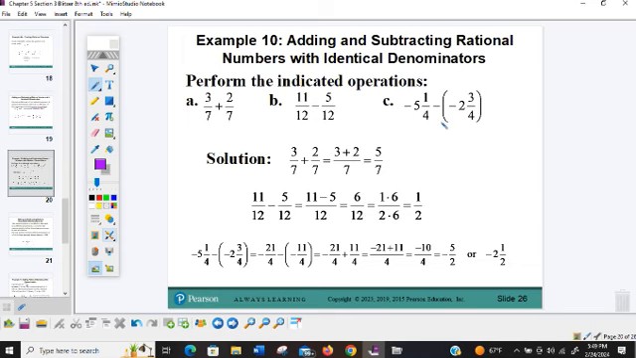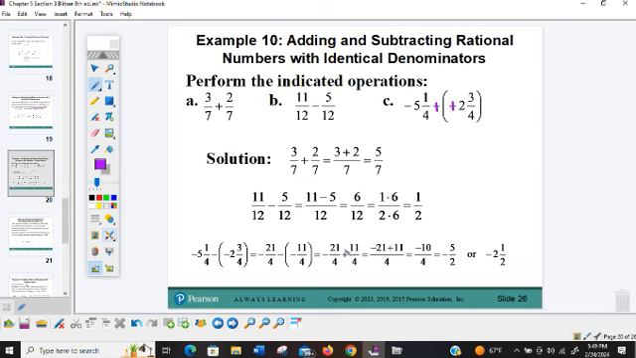Now before we do this one, you must make them improper fractions. So negative 5 times 4, or let's just keep it negative. 5 times 4 is 20, 20 plus 1 is 21 over 4. So that would be negative 21 over 4. Now remember, these two minus the negative is going to make that positive. 2 times 4 is 8, plus 3 is 11. So that's going to be 11 over 4.